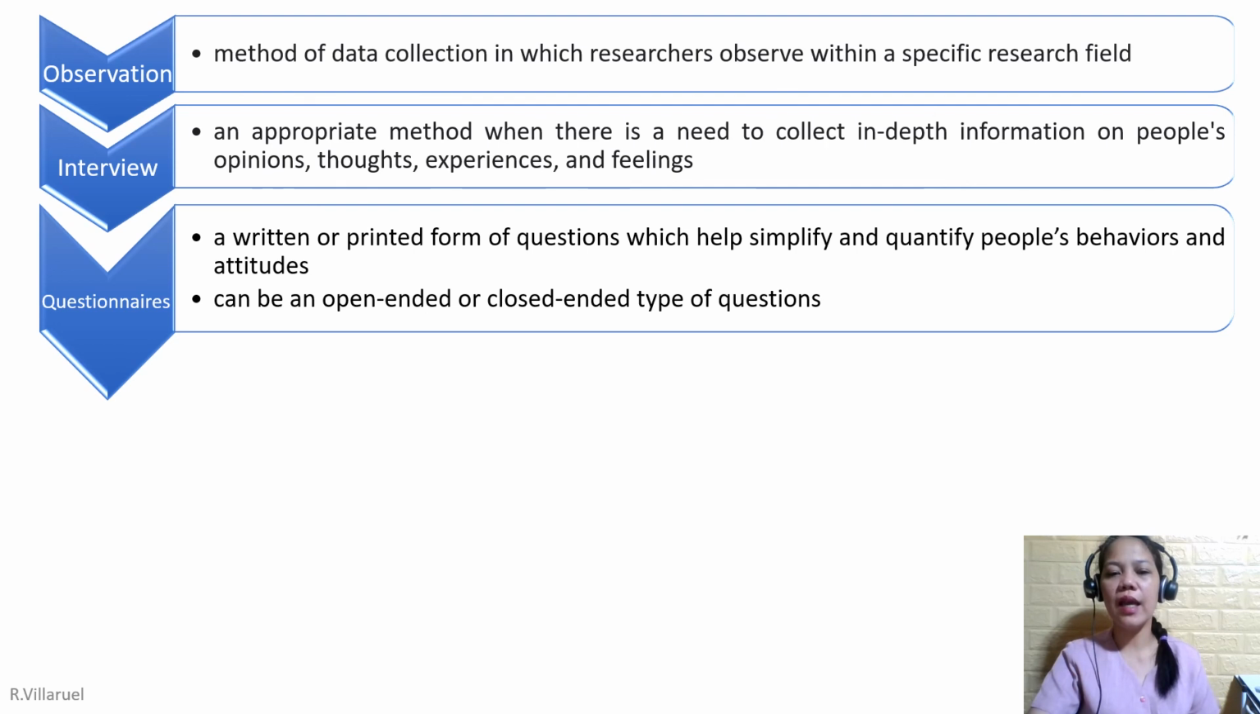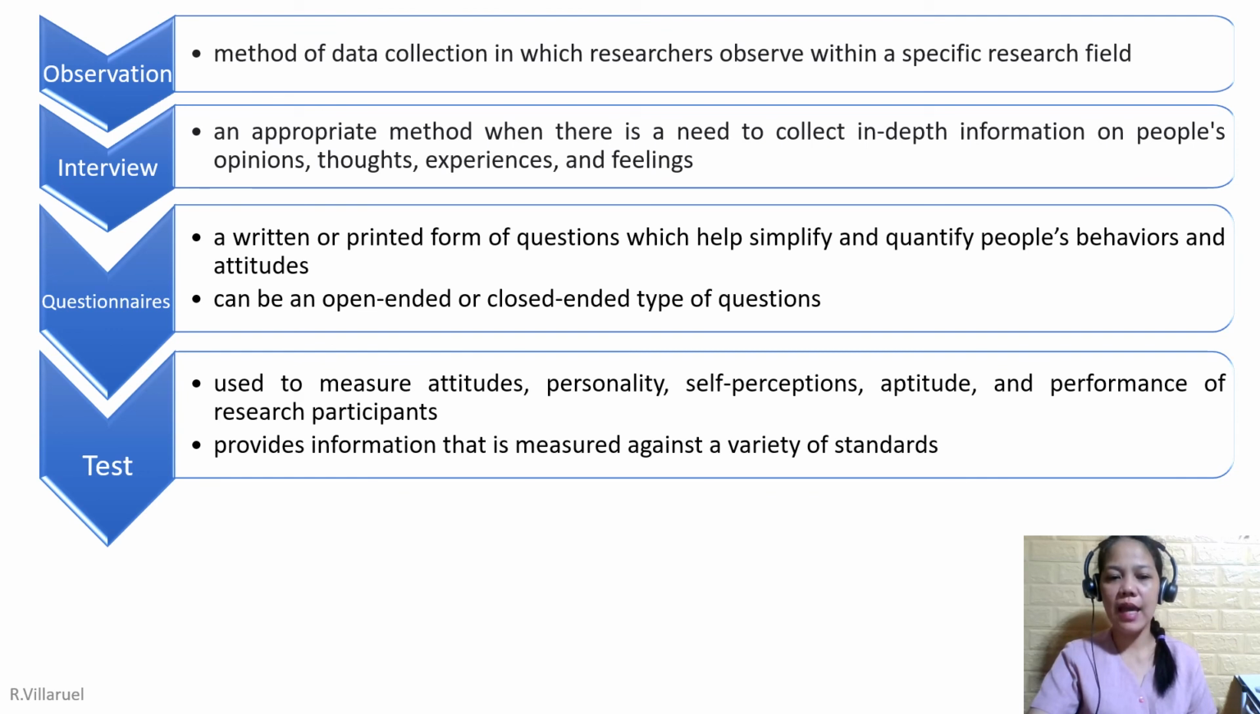Next, we have questionnaires. So, we all know what the questionnaires are. So, a written or printed form of questions which help simplify and quantify people's behaviors and attitudes. So, ito yon, pwedeng close-ended at open-ended. And then we also have tests, which is used to measure attitudes, personality, self-perceptions, aptitude, and performance of research participants. So it provides information that is measured against a variety of standards.